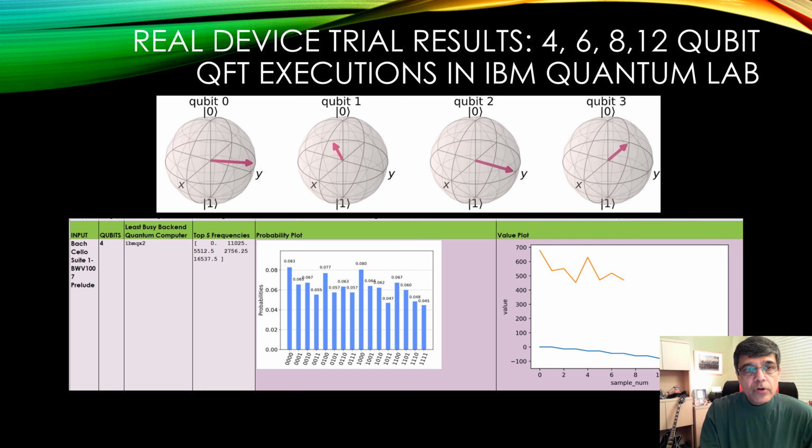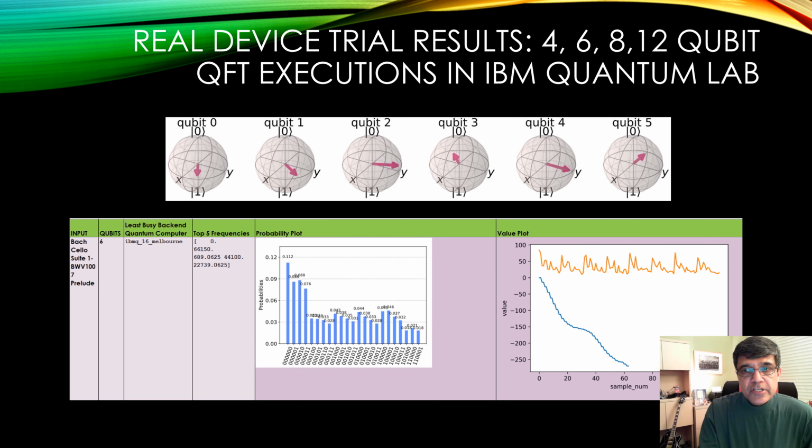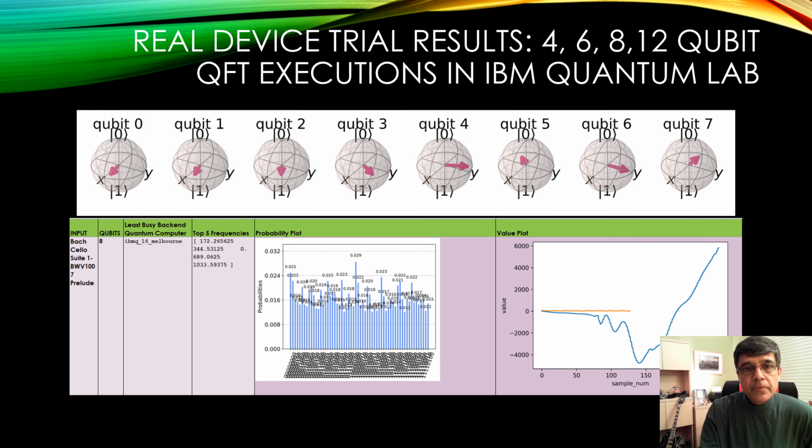And then for the Bach Prelude file, we had not so good results with the 4 qubit run. It did offer peak detection, but the waveform of the actual input file was not very accurately calculated. For 6 qubits, we started seeing good depiction of the waveform as well as really good peak detection as shown in the value plot and the histogram plots.